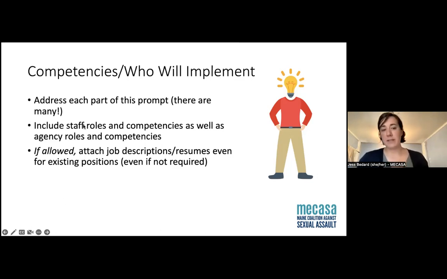And so again, just on this middle one, staff roles and competencies. So you're wanting to make the case of why your agency is expert enough, experienced enough, has the skills and tools and resources to successfully complete the activities that you've outlined in your proposal and to meet the goals of the project. And why the people who actually make up the agency have the expertise, right? So you're wanting to answer that from both angles.